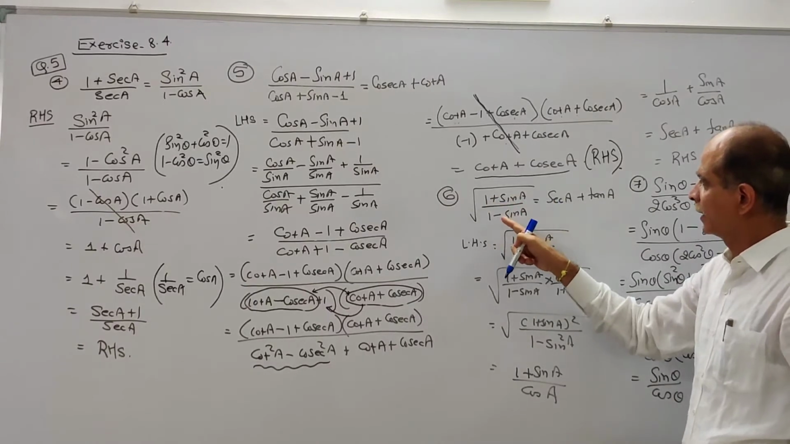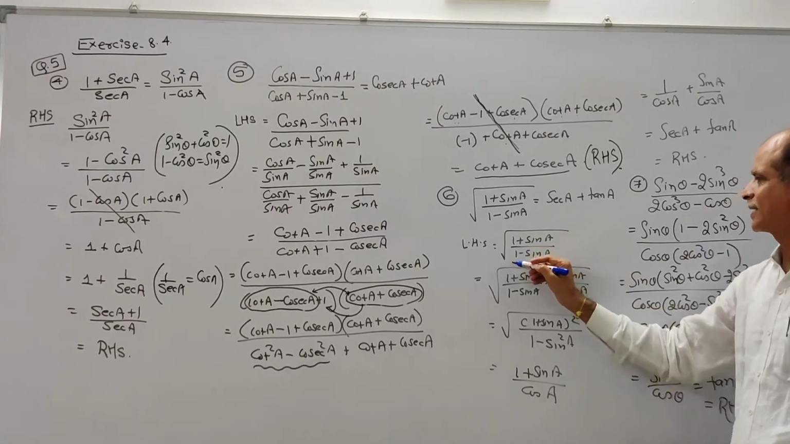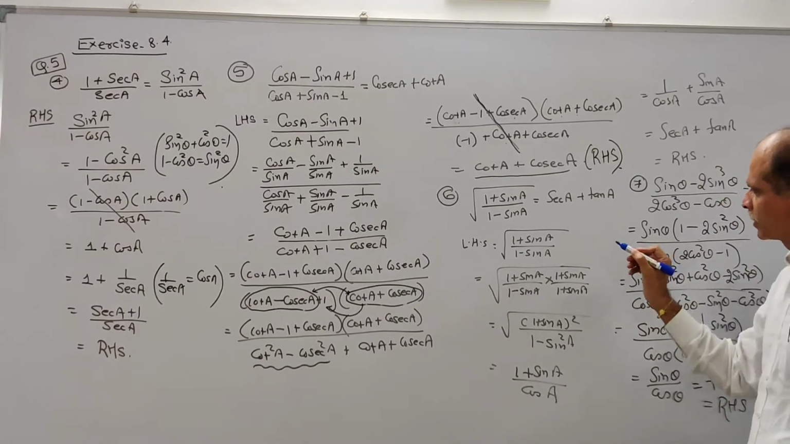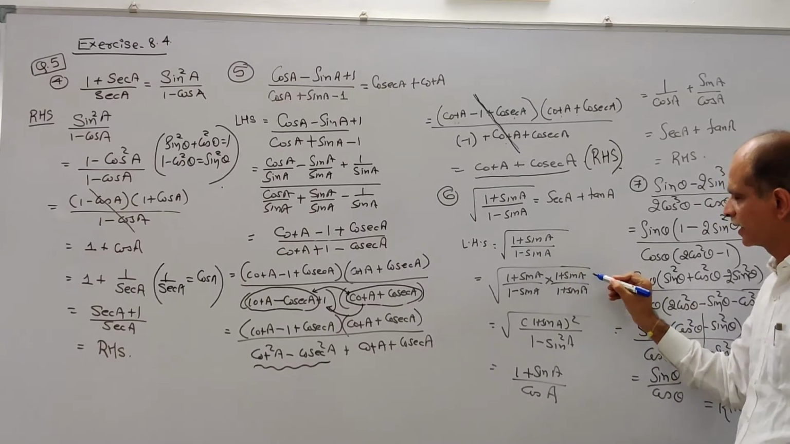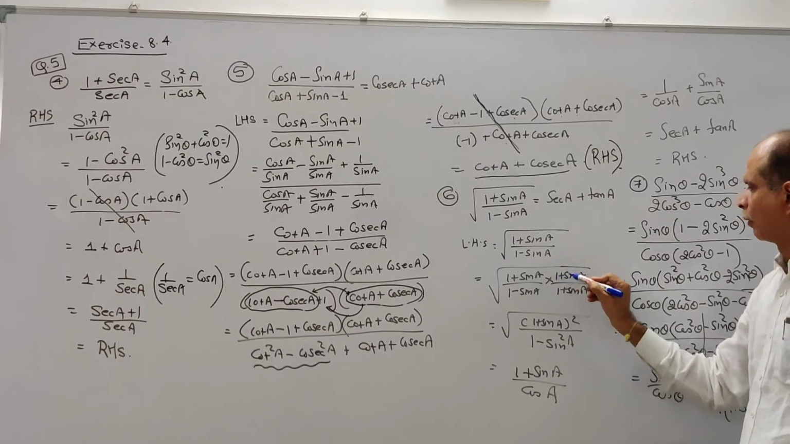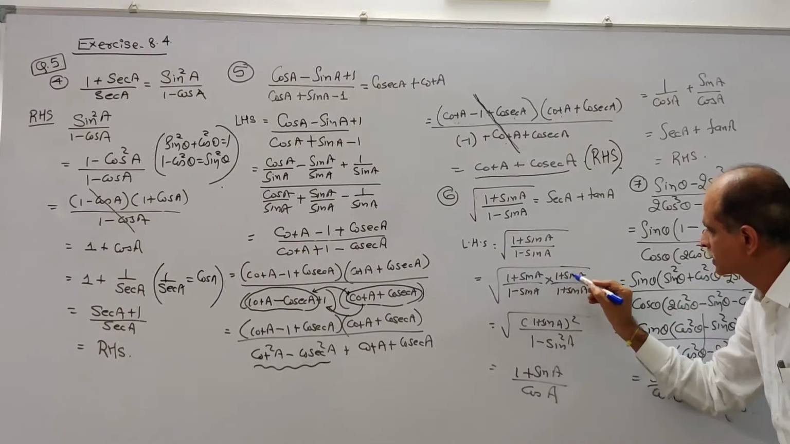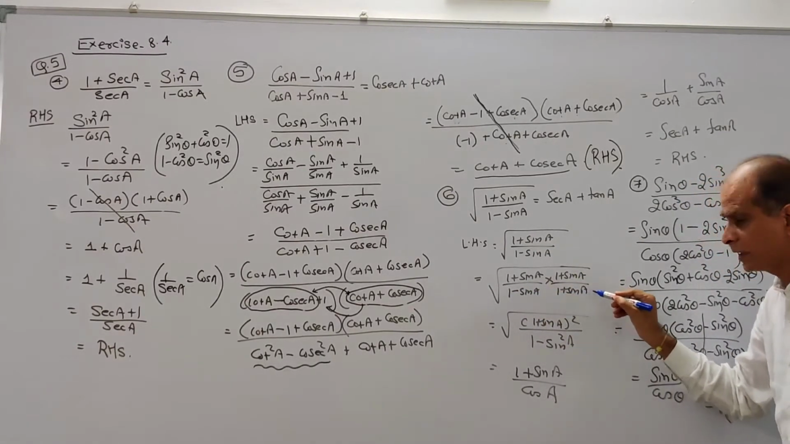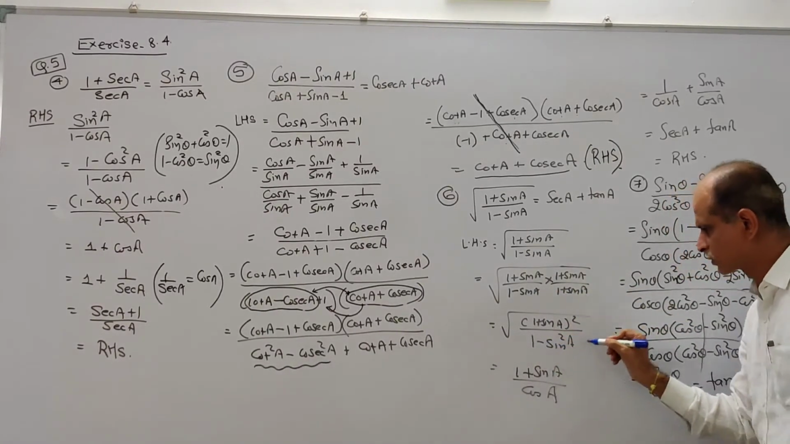Under root (1 plus sin A) upon (1 minus sin A) is equal to sec A plus tan A. Now LHS is (1 plus sin A) upon (1 minus sin A). Now multiply and divide by the conjugate of 1 minus sin A, that is 1 plus sin A. So the numerator is (1 plus sin A) upon (1 minus sin A) multiplied by (1 plus sin A) upon (1 plus sin A). So in the numerator (1 plus sin A) whole square, in the denominator A minus B, A plus B, according to the identity A square minus B square, so 1 minus sin square A.